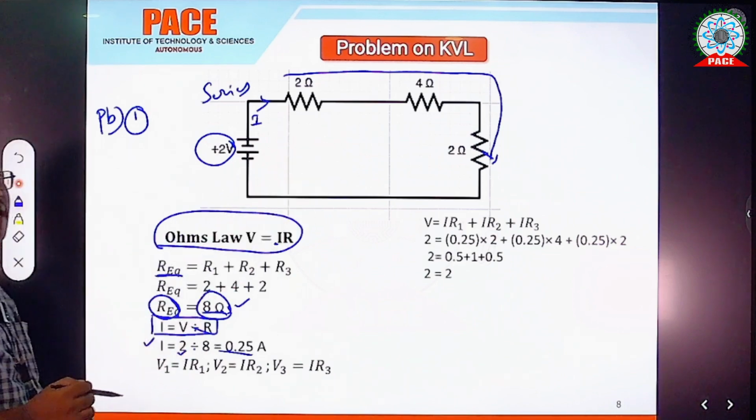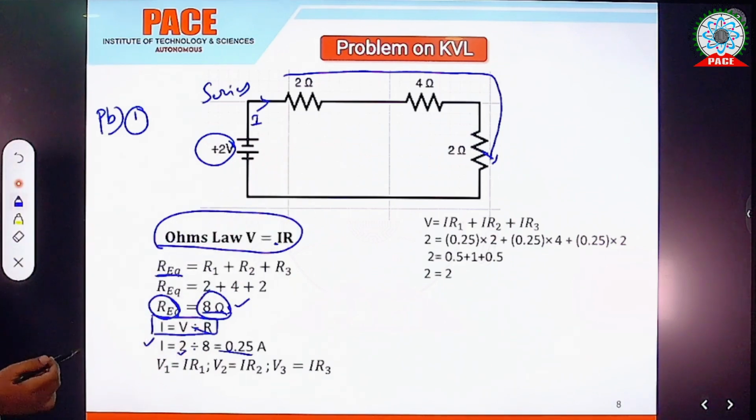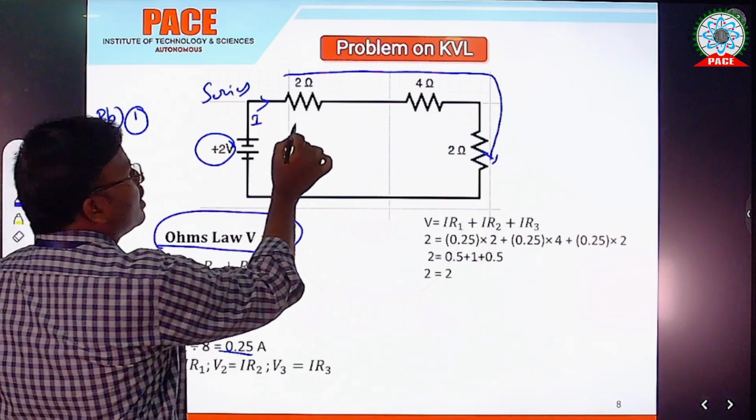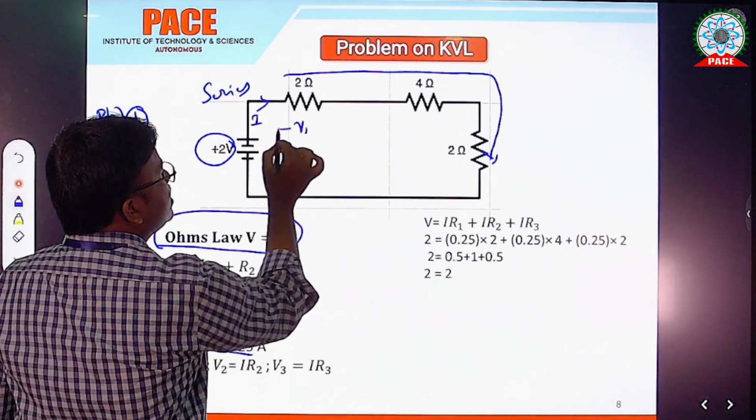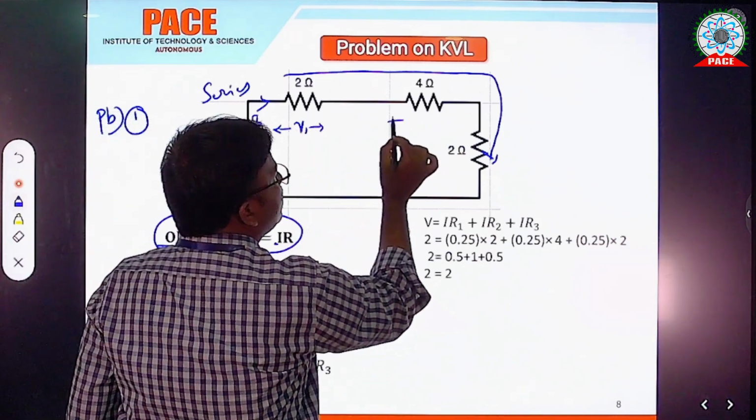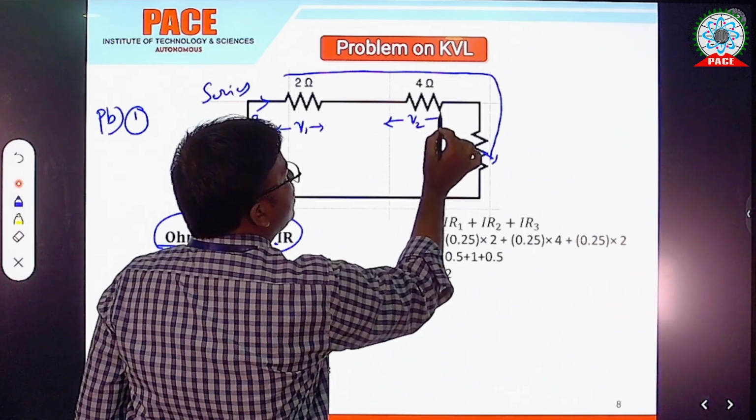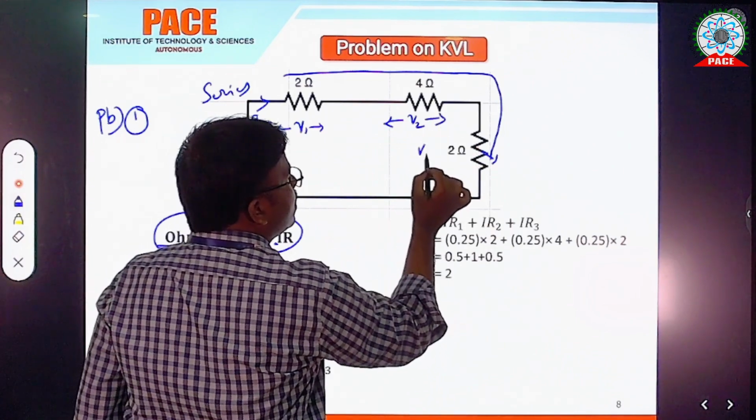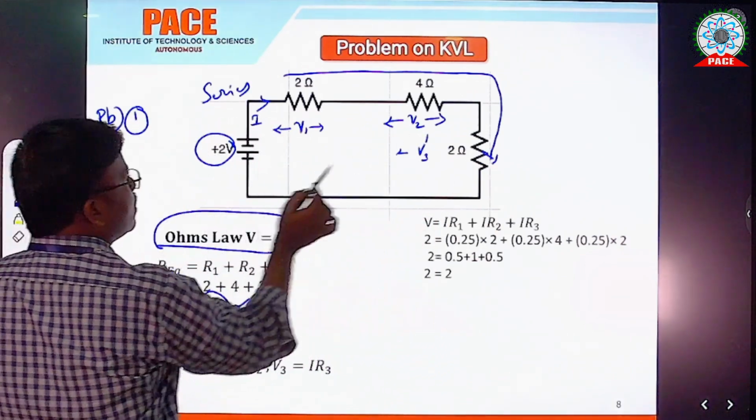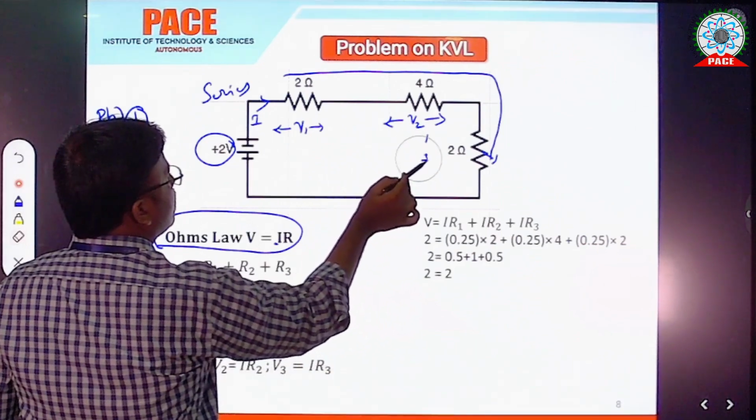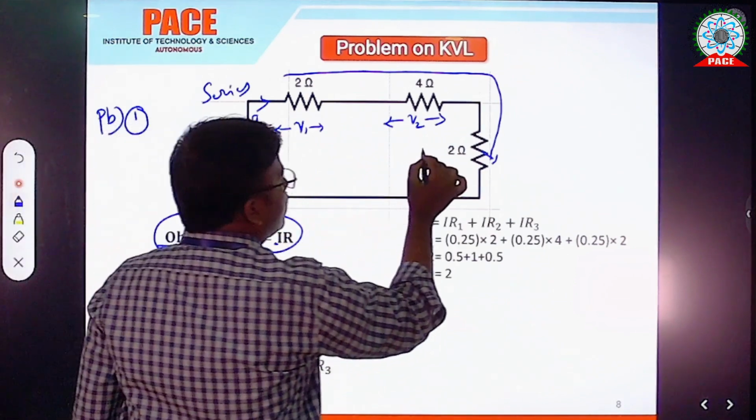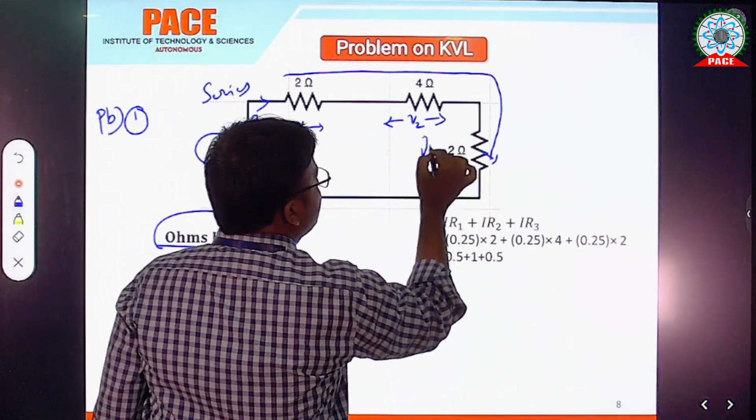So I need to find the voltage drop across this resistor. For this resistor I am assuming V1, so the voltage drop is V1. Here the voltage drop across this resistor I am assuming V2. The voltage drop across this resistor will be V3. So how much voltage drop will be there? We need to find out here.